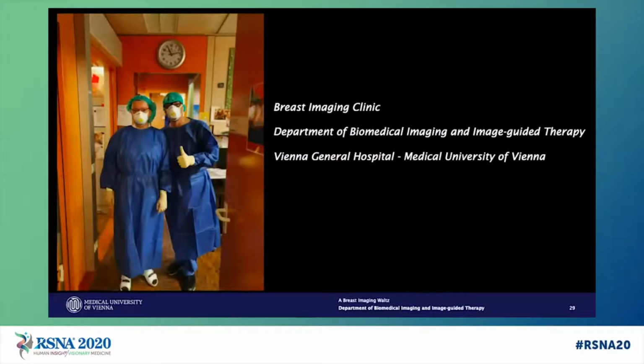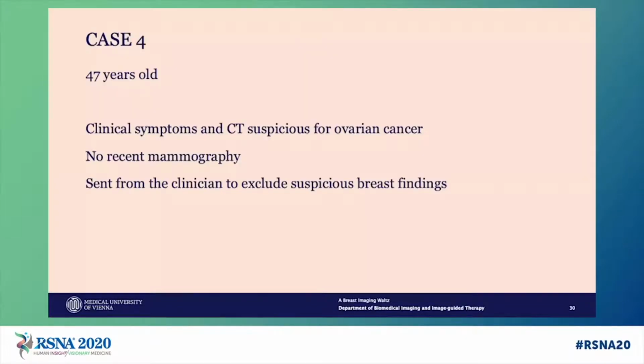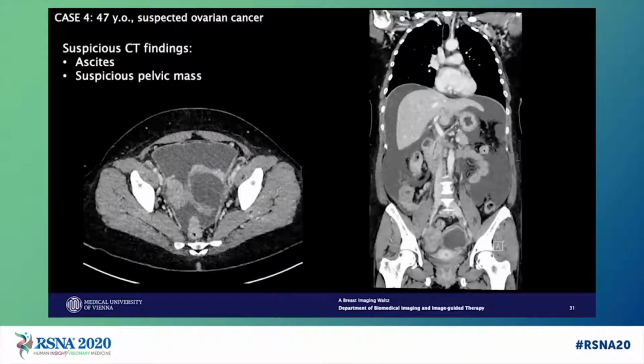We are moving to the next case. It's a 47-year-old woman. She has clinical symptoms and a CT suspicious for ovarian cancer, and she was sent to us only to exclude suspicious breast findings, which were not suspected based on the CT scan. These are her CT scans. As you can see, she has a CT of the whole abdomen, and you can see a solid and partially solid, partially cystic mass at the ovaries.